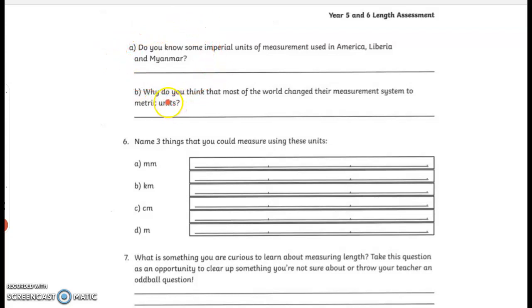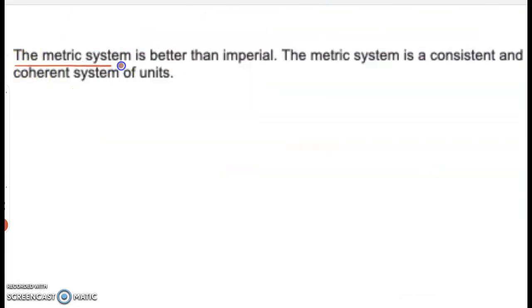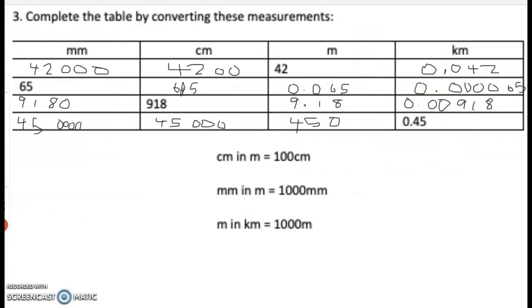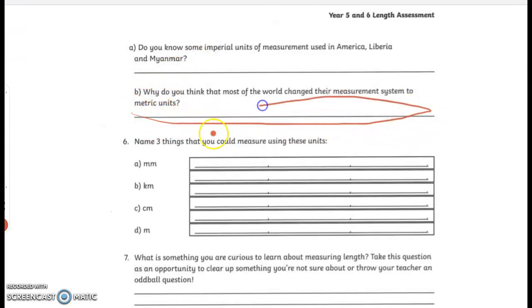Right, for B, why do you think that most of the world changed their measurement system to metric units? Pretty simple. Here it is. The metric system is better than the imperial, and the metric system is a consistent and coherent system of units. Write that down here in B.